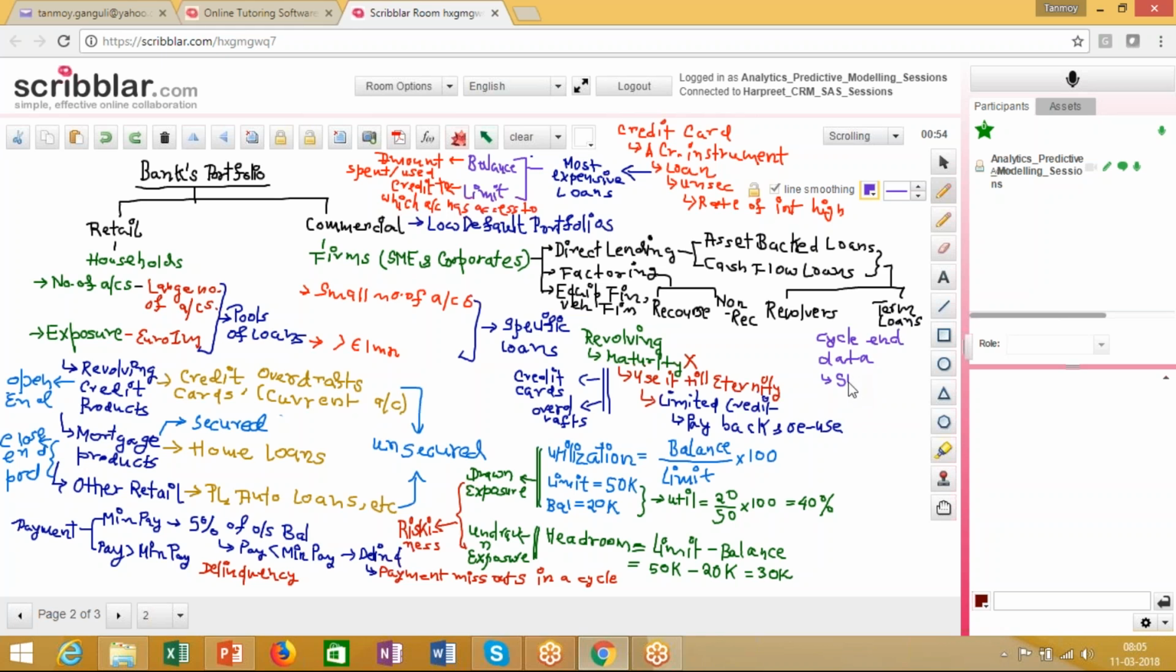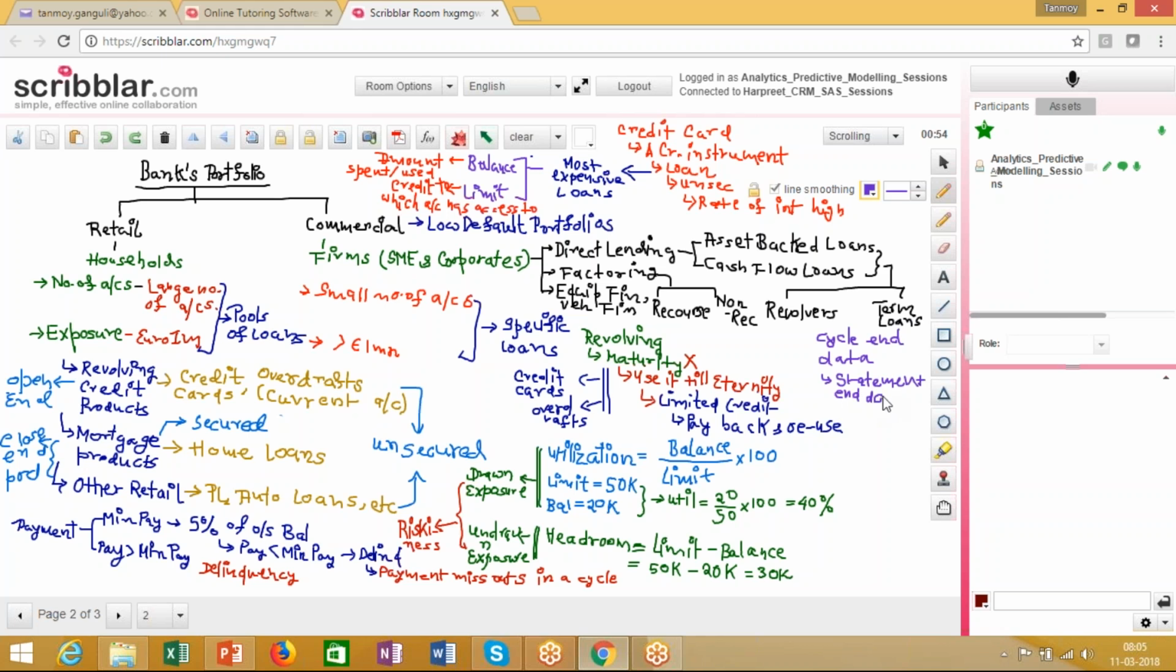Those of us who use credit cards would know that at the end of every month or on a given date in a month, you get a statement, right? After that statement, a bill comes up, a credit card bill comes up. So that's the cycle. That marks the end of a cycle, or that's statement end data.